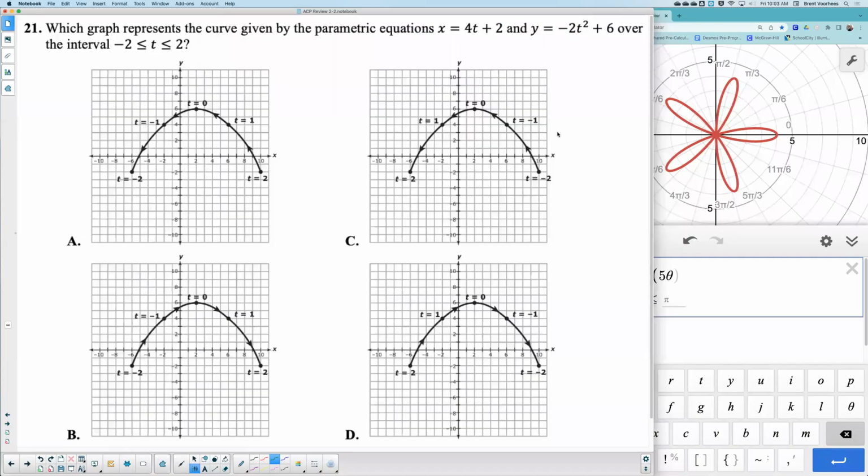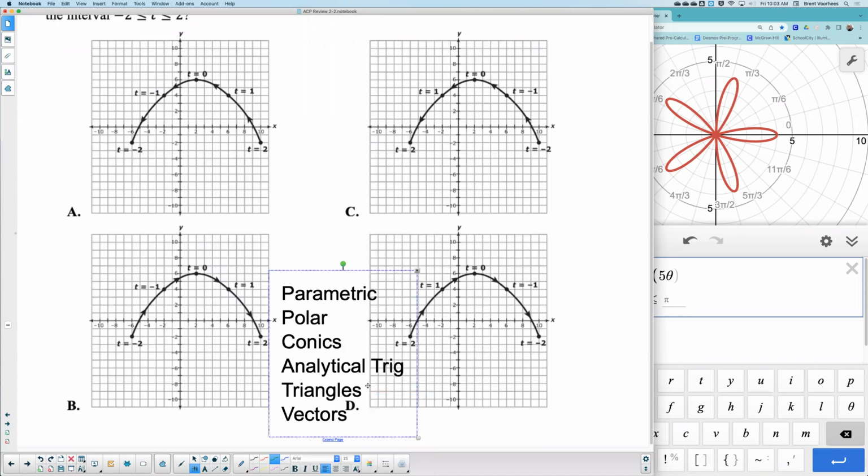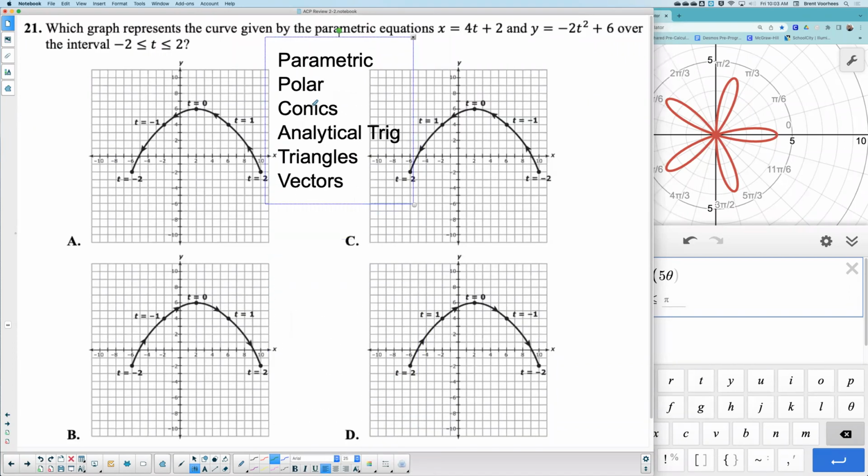Number 21. Which graph represents the curve given by the parametric equations x equals 4t plus 2 and y equals negative 2t squared plus 6 over the interval negative 2 is less than or equal to t, which is less than or equal to 2. All right, what type of problem would this be? Parametric. How'd you know parametric? T. It shows a t, and there's another reason. It says it right there. So yeah, parametric means there's time involved or a t.